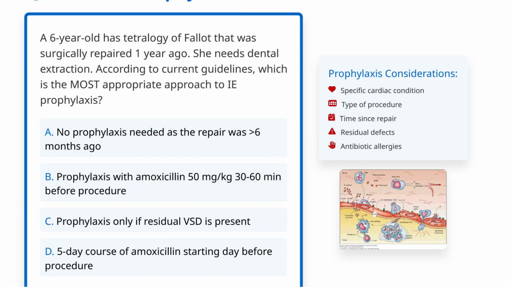Question 10. A 6-year-old has tetralogy of Fallot that was surgically repaired 1 year ago. She needs dental extraction. According to current guidelines, which is the most appropriate approach to infective endocarditis prophylaxis? The options are A. No prophylaxis needed as the repair was more than 6 months ago. B. Prophylaxis with amoxicillin 50 mg per kilogram 30 to 60 minutes before procedure. C. Prophylaxis only if residual ventricular septal defect is present. Or D. 5-day course of amoxicillin starting day before procedure.